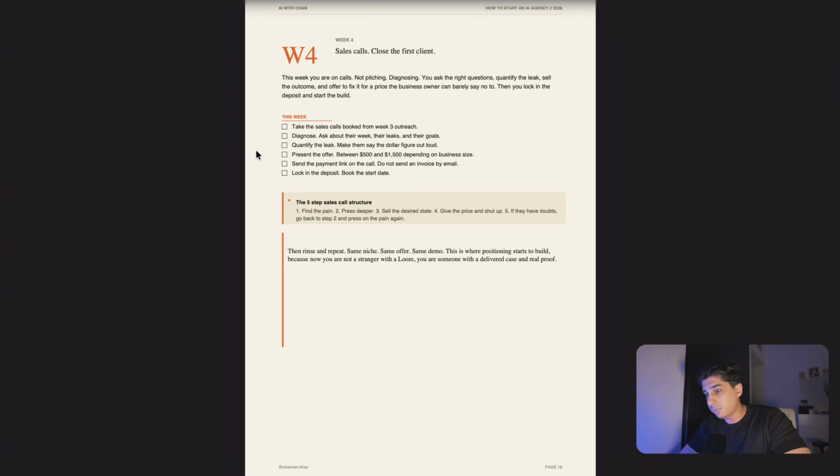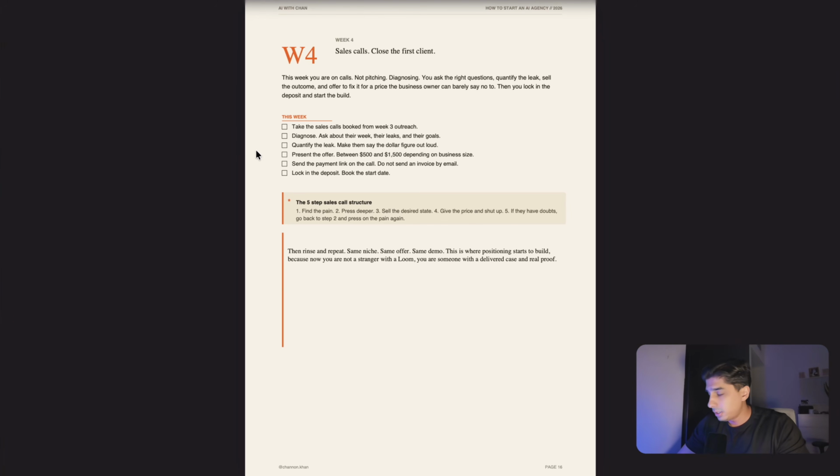Now present the offer between $500 to $1,500, depending on the business size and what the solution is. Again, at the beginning you might close smaller deals, but you're building yourself up to get the case studies, to then become the specialist and start charging the higher four to five figures, etc.